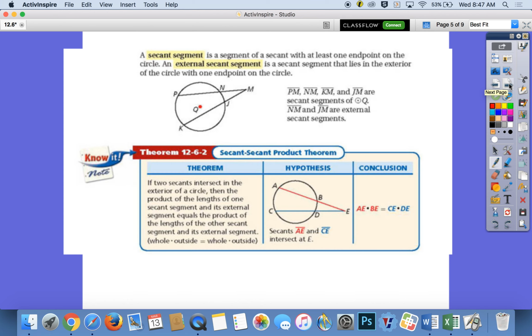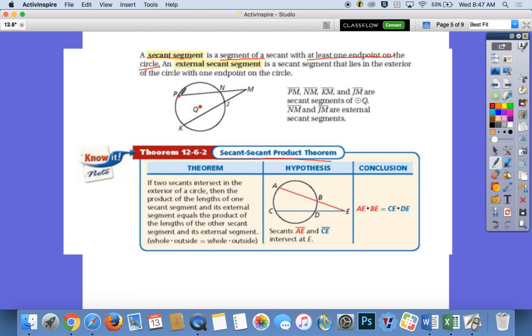Now we're going to do a few definitions that are going to get us to this product theorem. A secant segment is basically a segment of a secant. It has at least one endpoint on the circle. If you look at this here, PM has at least one endpoint on the circle. Okay, that's our secant.